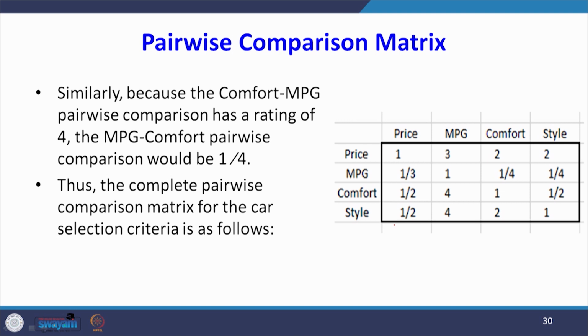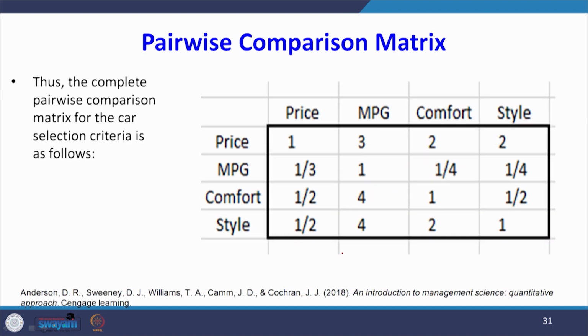Similarly, for comfort and miles per gallon, see this, it is 4. For miles per gallon and comfort, it should be 1 upon 4. Thus, the complete pairwise comparison matrix for the car selection criteria is as follows. That is given in the table on the right hand side. This is the complete pairwise comparison matrix, considering all the inverses of the given pairwise comparison values.